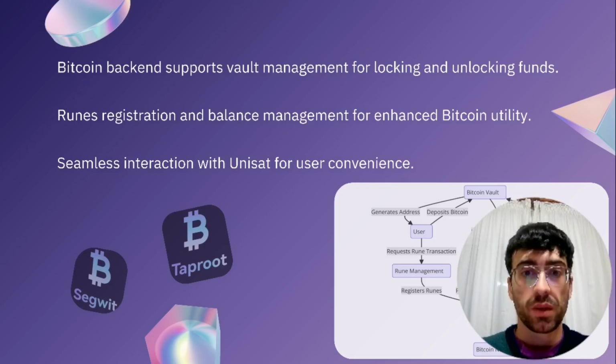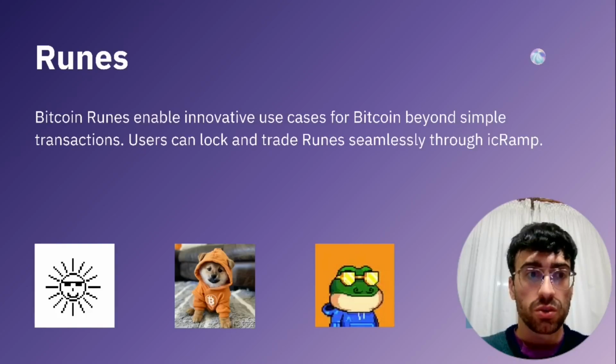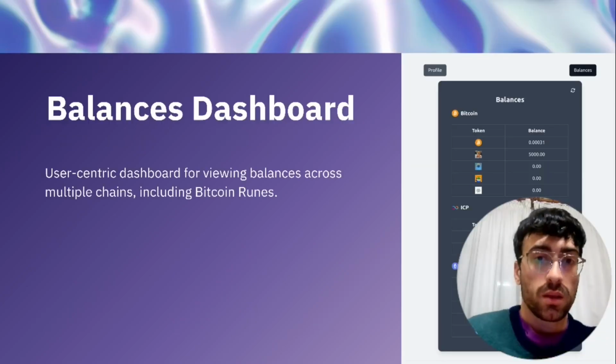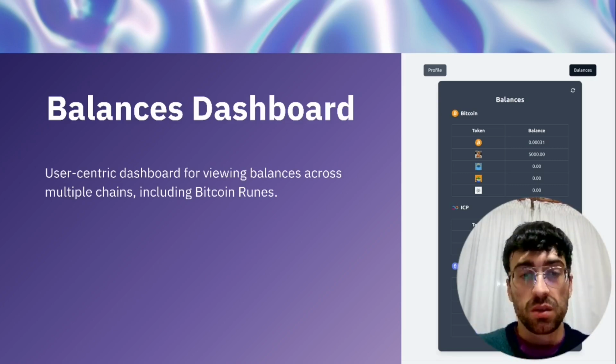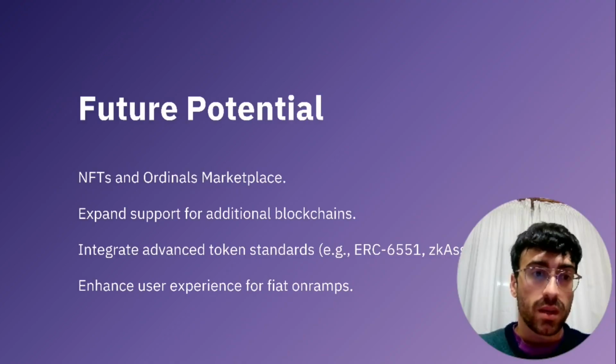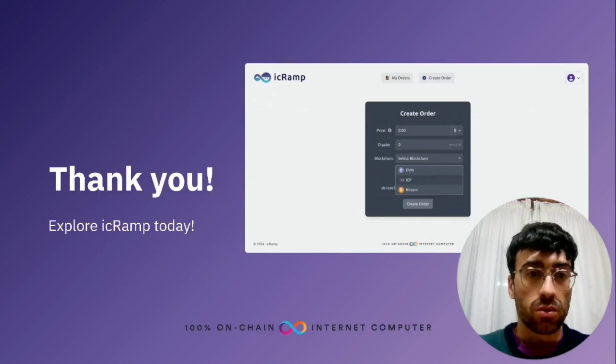This is more or less the flow, as I explained earlier, and the user will be able to select a new chain, and the experience is quite seamless. So the runes are this new feature, but we also introduced a balance dashboard where we show all the balances for the tokens that are registered into our platform, and we will be introducing more. For now, we registered them beforehand, so we are able to trade with these tokens for the three blockchains. As a next step, I have many ideas. I want to integrate NFTs and ordinals as a marketplace, support other blockchains like Solana, integrate other advanced token standards, and always improve the user experience for on-ramps.